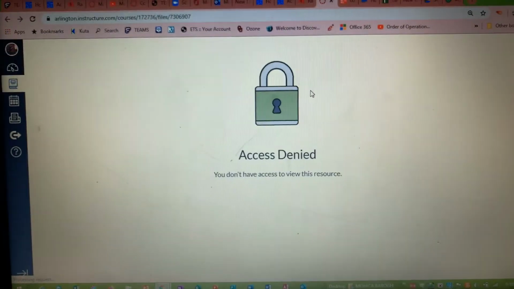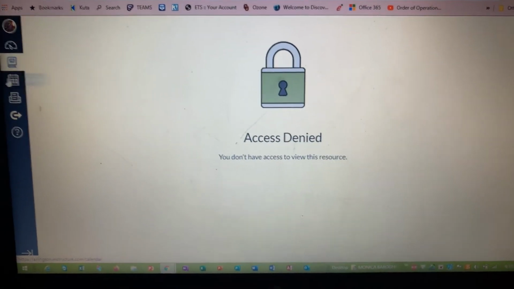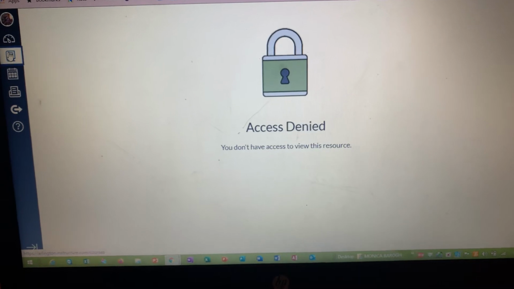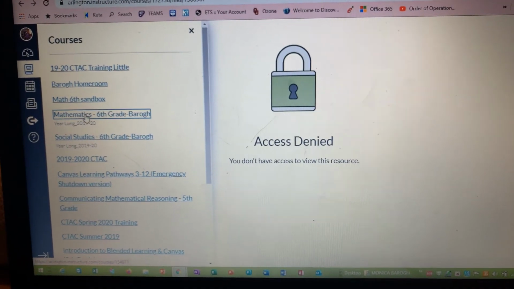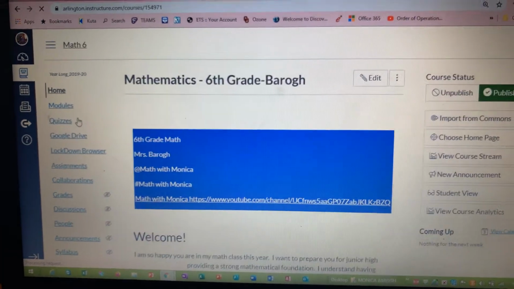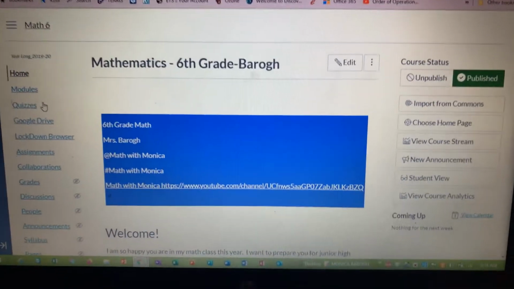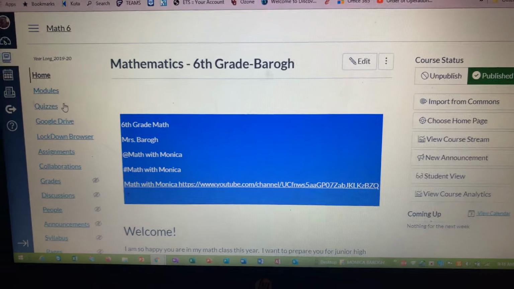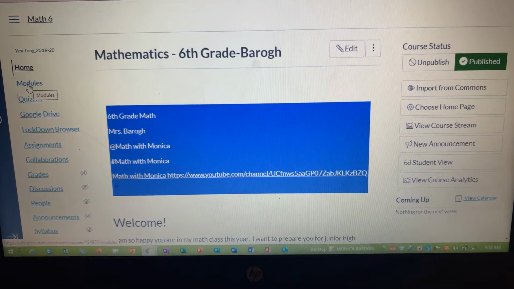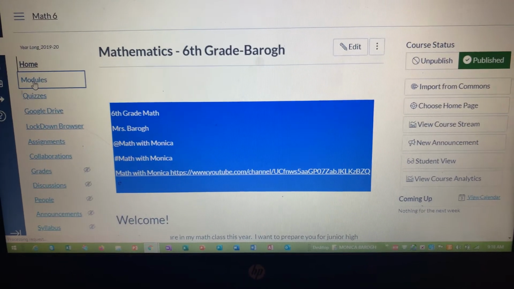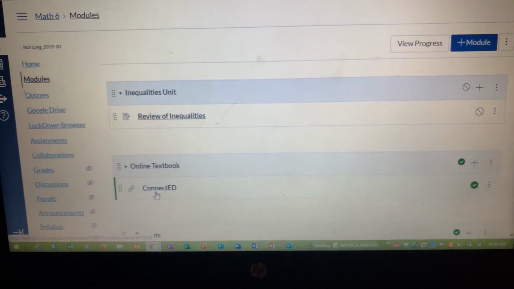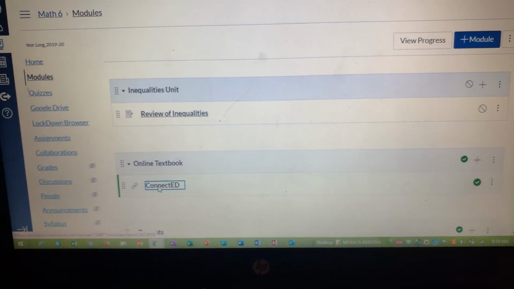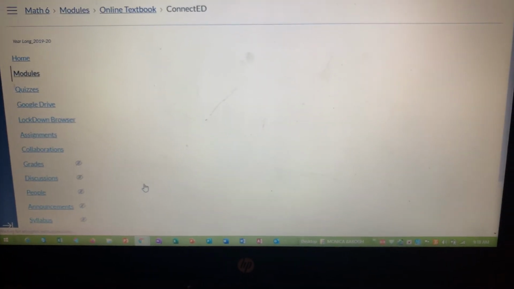Now remember, mine's going to look different from yours. I have no idea why it's doing that, but that's okay. So we're going to go down to Math. All right. I want you to remember that you can go to Modules, right? And right here, where it says Online Textbook, Connect Ed, that's where your textbook is.